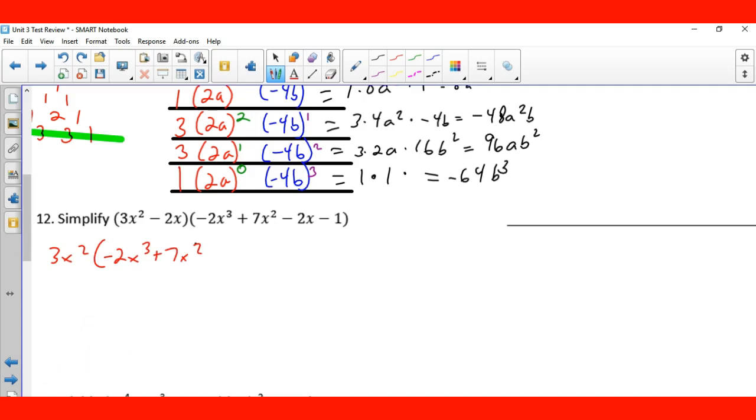Here, I'm just gonna write it out. Hold on. Like this. You want to expand it like this. So 3x squared times everything over here, and negative 2x times everything over here. So now I just distribute.